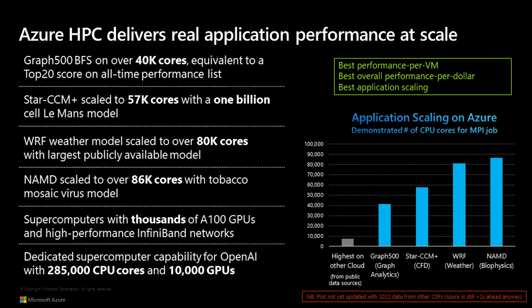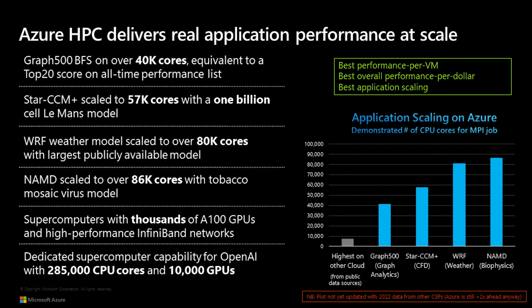We worked with the Beckman Institute at the University of Illinois and scaled NAMD to 86,000 cores on the 210 million atom tobacco mosaic virus. This was 40% higher scaling than the team had ever previously published, and it achieved 76% parallel efficiency.